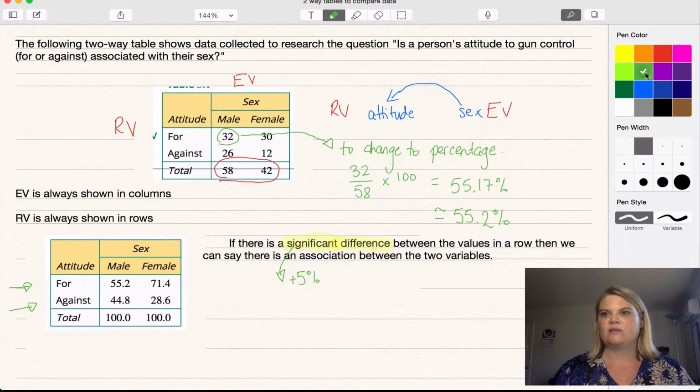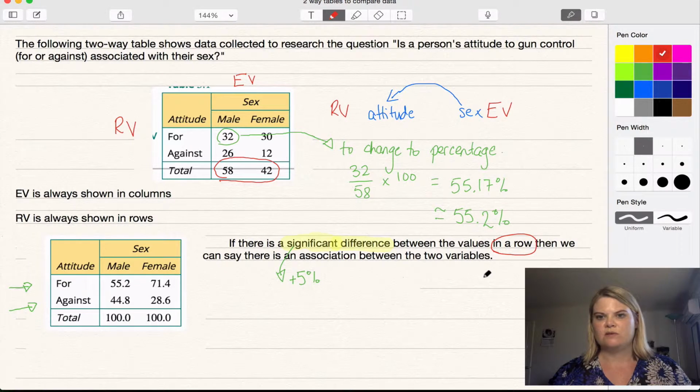Definitely has to be values in a row. We talked about that earlier. And we can say there's an association between the two variables when that happens. Now I have put in a row there, and we've got 2 rows in this example. You might have an example with 10 rows. You don't have to find a difference in every row. You only need to find a significant difference in one row for there to be an association between the two variables.